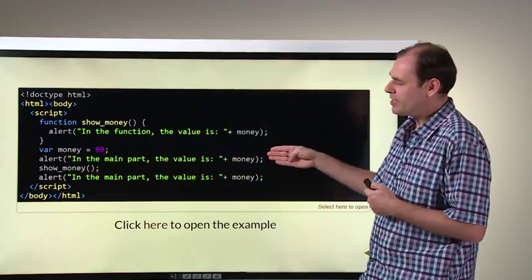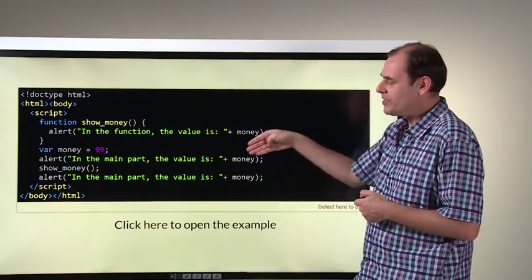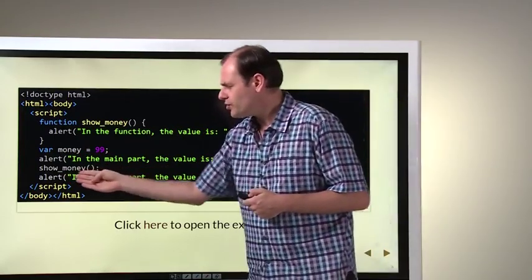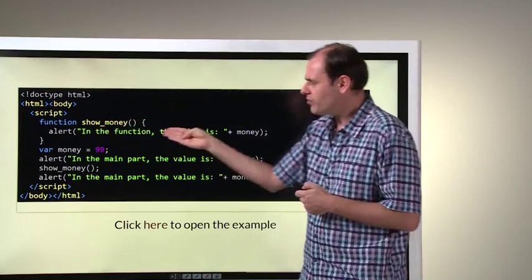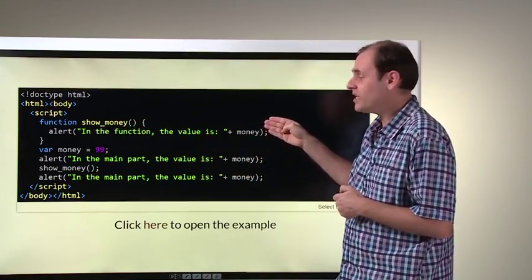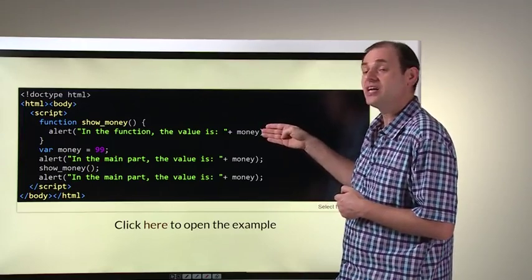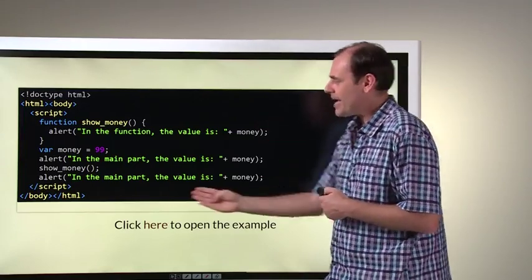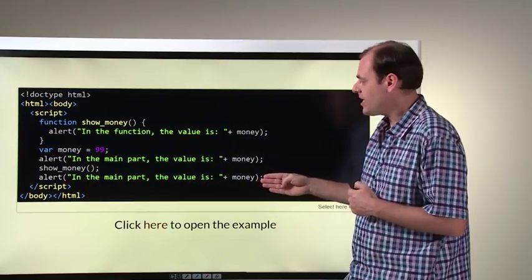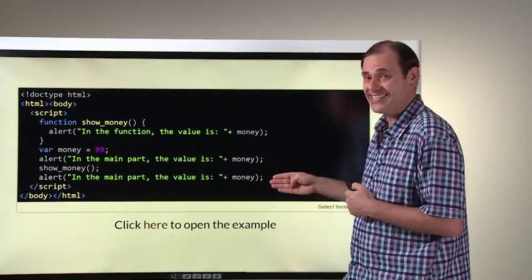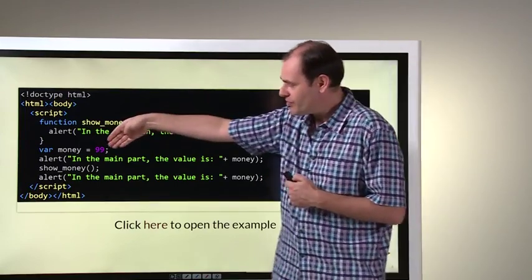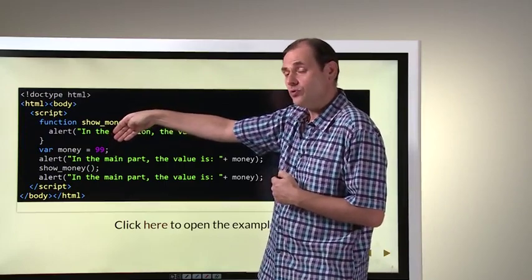If we run this little message here, up comes a little window and it shows us it has the value 99. We run the function. All the function does, same thing, show me what is inside that variable called money. That will also show the number 99. And then back here in the main part, it will also show 99. Okay, so all of these three will show 99 because they're all referring to the same variable, which is a global variable that works everywhere.